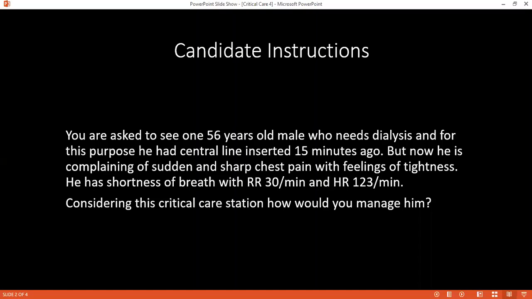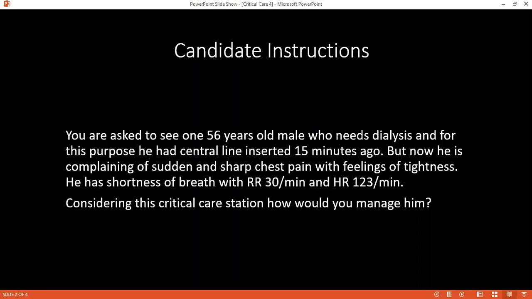Because the patient is tachypneic, I'm going to assess the airway and breathing. If the patient can talk, it means the airway is clear. The second step will be assessing the chest for movements as well as breath sounds. And that will decide further management of this patient.